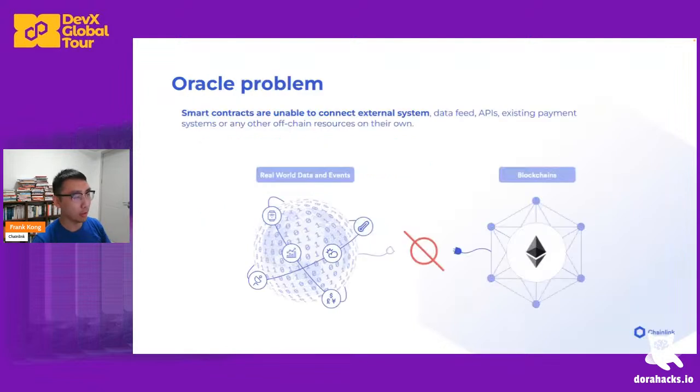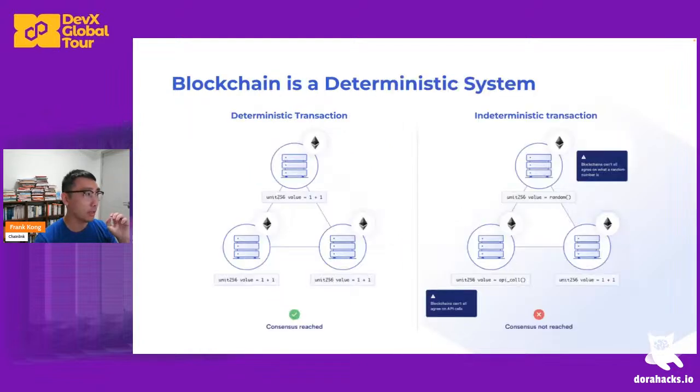Okay, let's start by answering the question: what is the Oracle problem? Simply put, the Oracle problem describes that a smart contract on the blockchain is not able to proactively fetch any data and services from the Web2 world. The reason is that the blockchain is a deterministic system, and in a deterministic system we can only handle transactions like 1+1. No matter when, no matter who executes it, the result of 1+1 will always be 2.